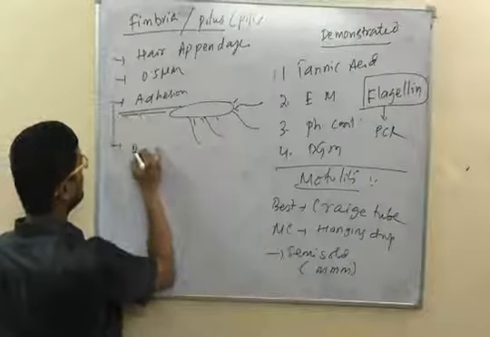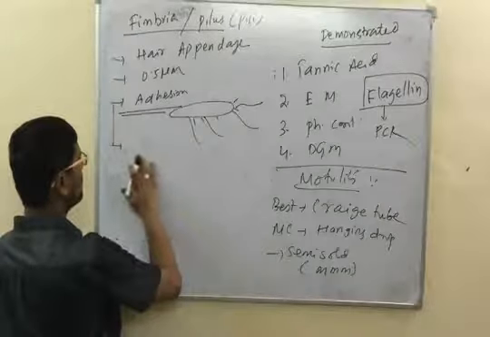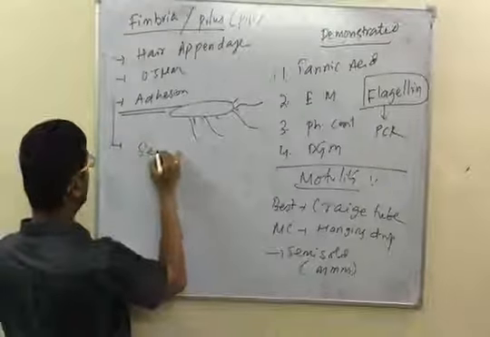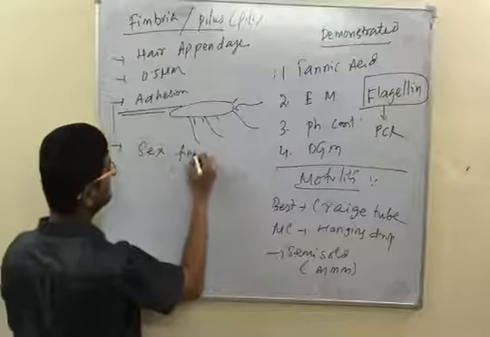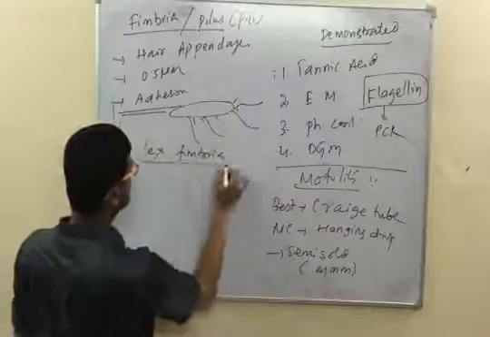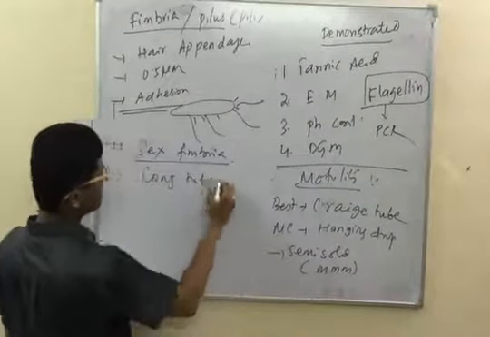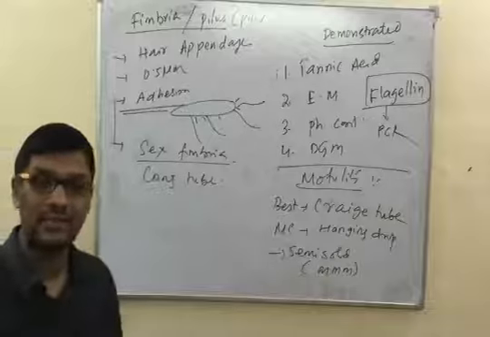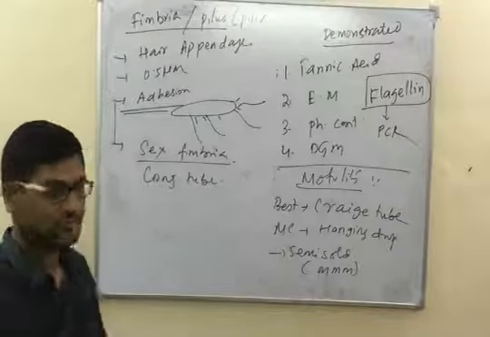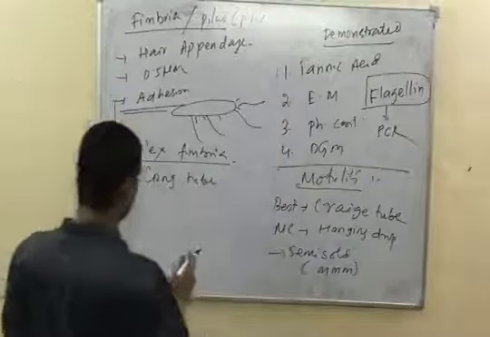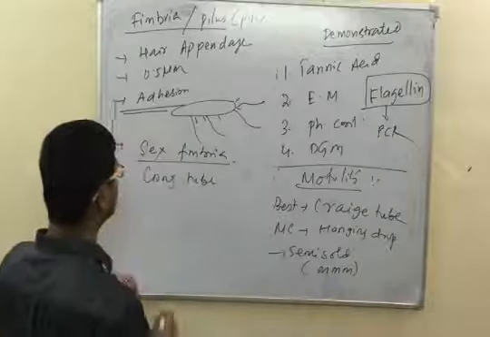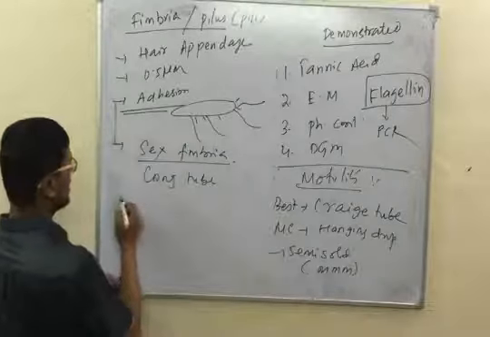Apart from that, rarely there is a fimbria called sex fimbria or sex pilus. This helps in formation of the conjugation tube. That is responsible for bacterial gene transfer by conjugation. Okay? So this is the sex fimbria or sex pilus.